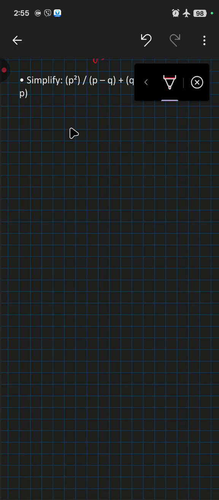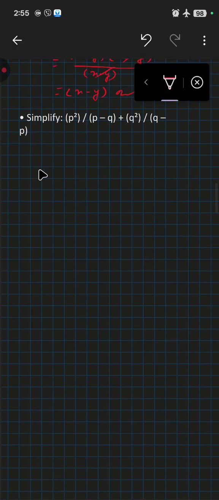The question given is p square upon p minus q, in between there is a plus sign, and then in the numerator we have q square by q minus p. Again, what do you see? Only the terms are interchanged, so the LCM is going to be the same. To change that, this will remain same to same, only I have to change this plus sign into minus. Then the terms under them will be interchanged.